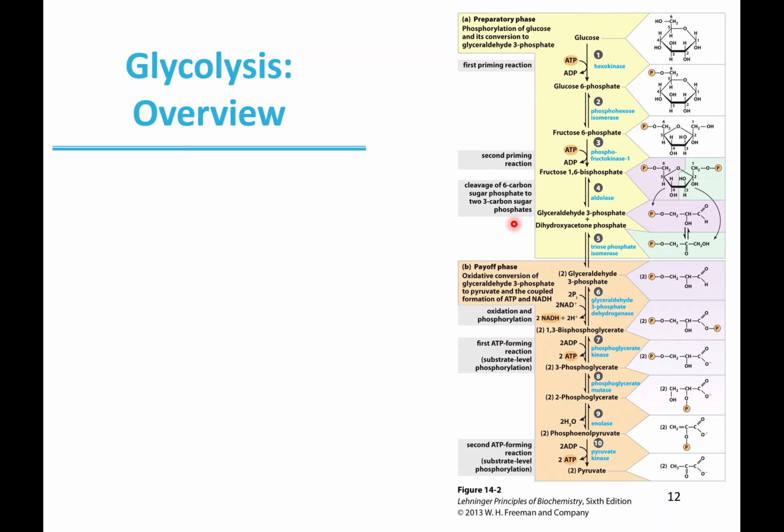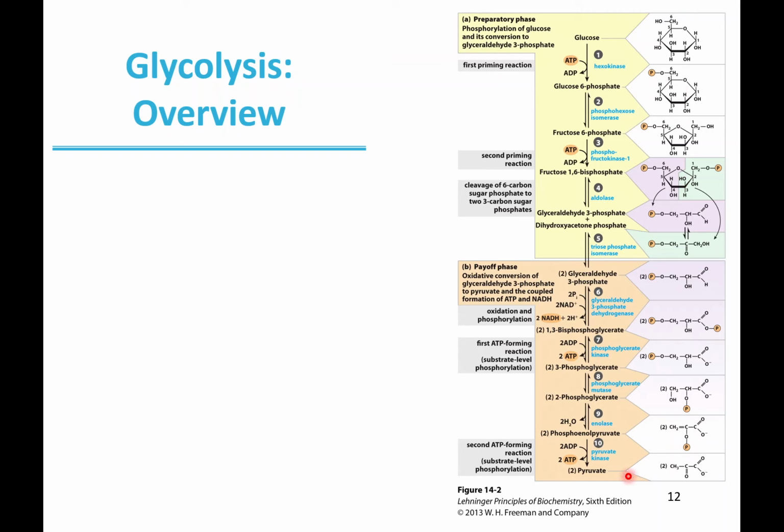This is the figure that the book uses for the whole pathway of glycolysis. As you can see, you start with glucose, and at the end you get two pyruvate molecules out of it. I like this figure because it shows the structures of all the molecules in each step. So that's pretty good.